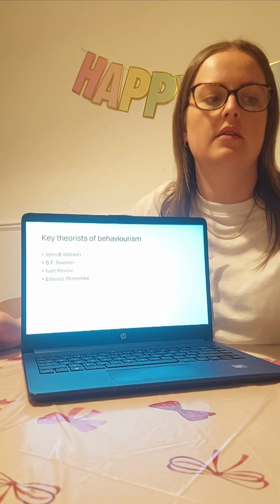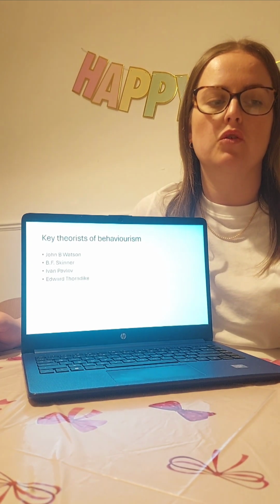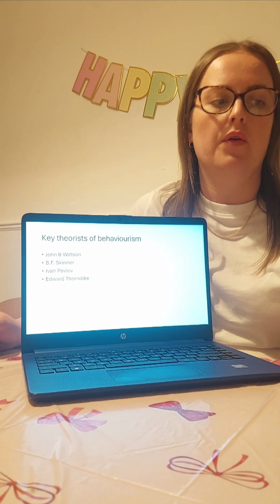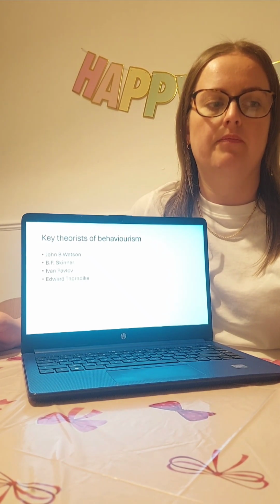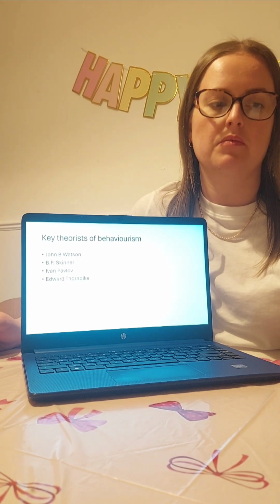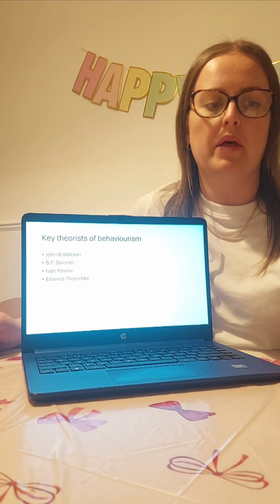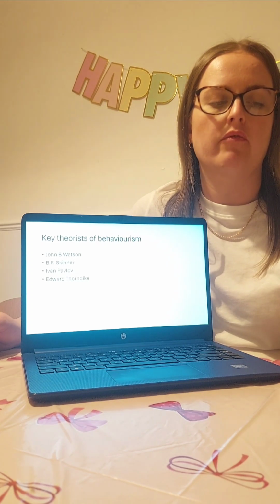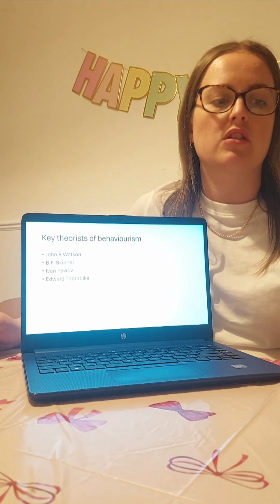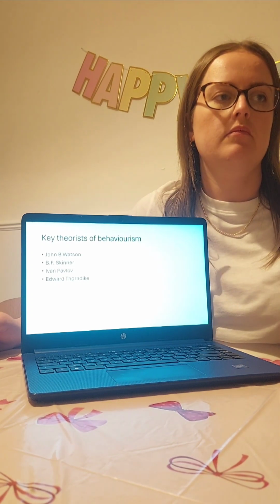B.F. Skinner. Skinner is known for his work on operant conditioning. He expanded on Watson's ideas by exploring how consequences like punishment and reward shape behaviour. Skinner introduced reinforcement, positive and negative, and punishment as a way to modify behaviour. His work on rats demonstrated how behaviours could be shaped by reward and punishment. He used a special box called the Skinner box for his experiments on rats.